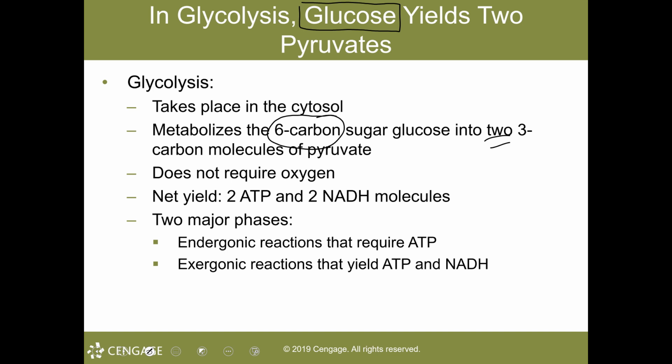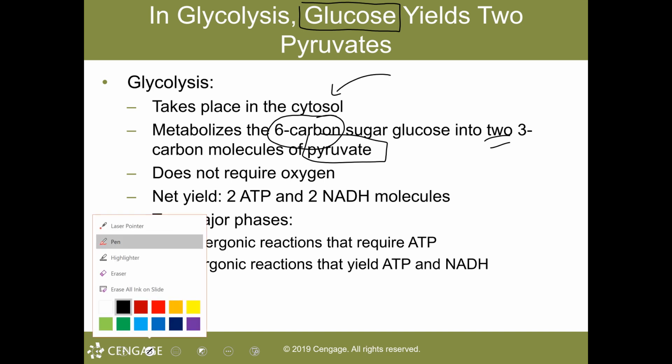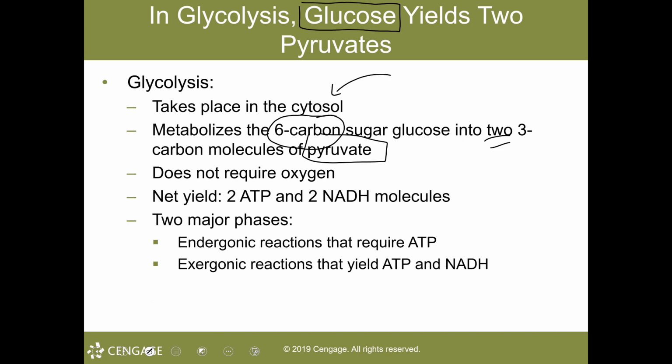I say again, we begin with glucose, and don't forget where it occurs. This occurs in the cytosol, or the cytoplasm, of the cell. So in the cytosol, glucose will be split from a 6-carbon molecule into 2 3-carbon pyruvates. Just to reiterate, as it states here on the screen, there is no requirement of oxygen.